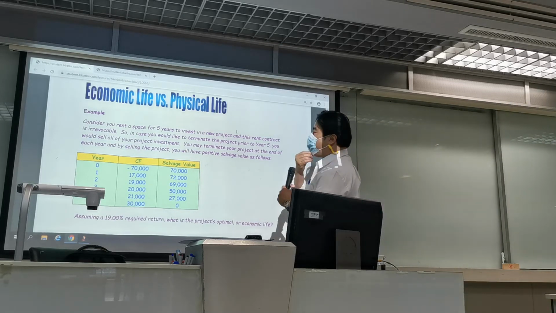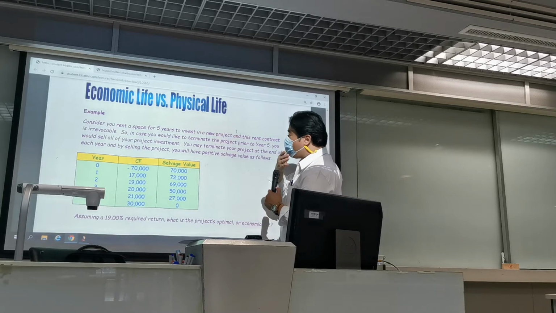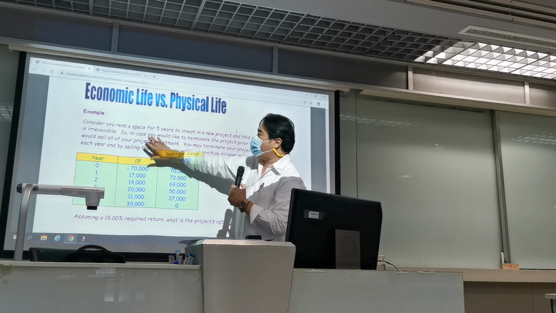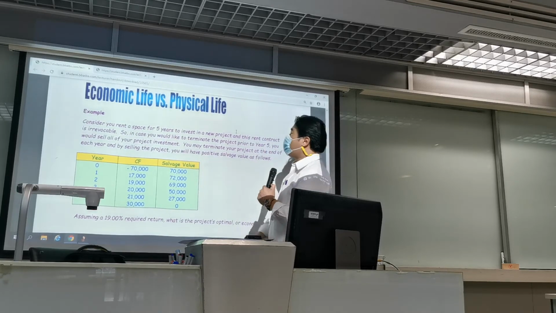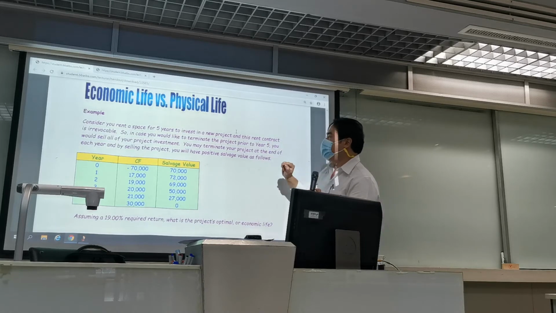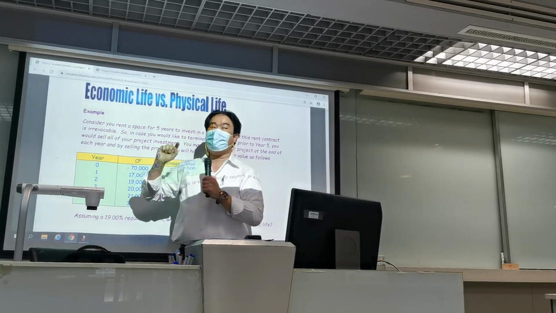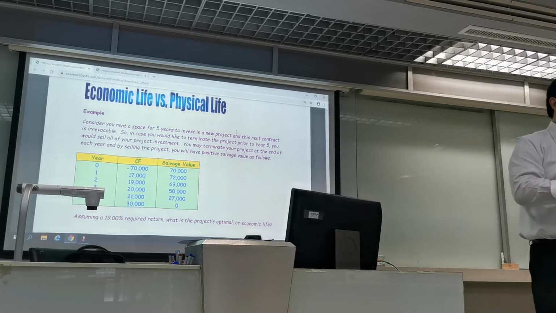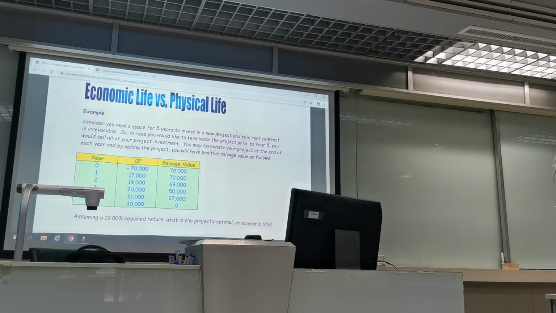Now, in this example, let's assume that the physical life or useful life is equal to 5 years because we rent a space for 5 years. And the rent contract that we sign here is what we call irrevocable. Irrevocable means that your rent contract cannot be terminated before 5 years. So you need to rent the place until year 5. In other words, for physical life or useful life, we are going to do this project for exactly 5 years. This is what we call useful life, physical life.